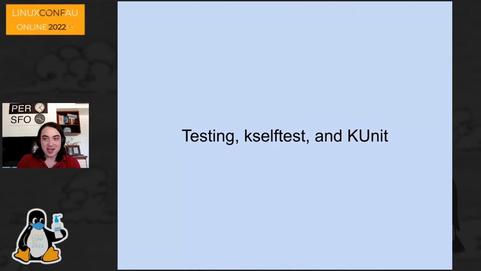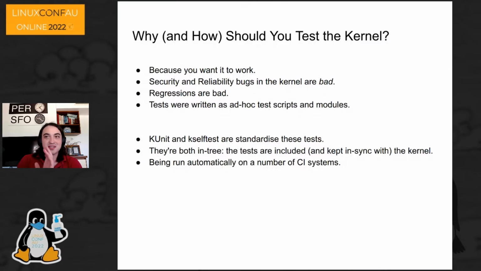So let's get started by talking about testing the kernel and why you should do it. And the reason you should test the kernel is quite obviously because you want the kernel to work. In fact, you really want the kernel to work, because security and reliability bugs are bad. In the kernel, they're really bad. The kernel has access to literally everything, and if it crashes, your entire system goes down. So there's a pretty good incentive not to break the kernel.